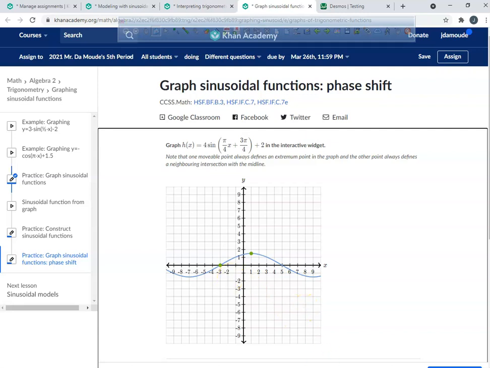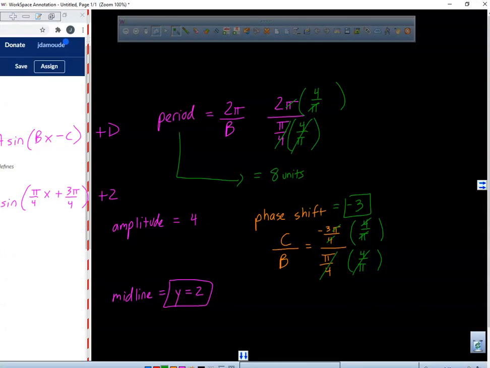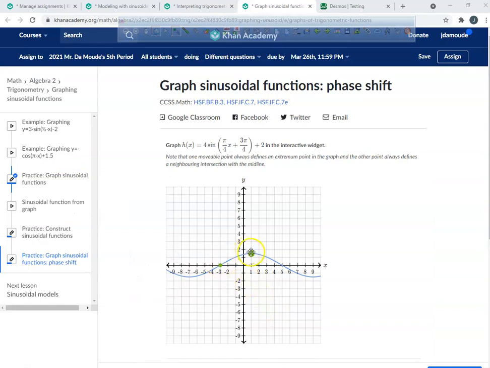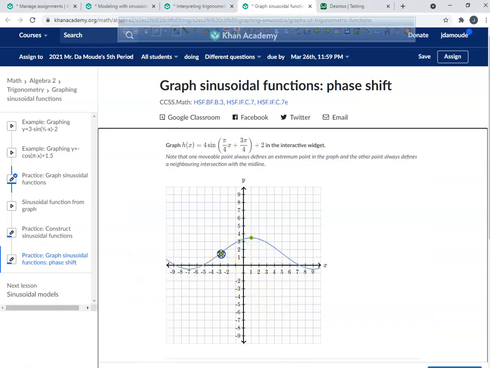Midline was at 2. All right, so we're going to move up 2. I got to move this up though. Hold on. Up 2. Okay. All right. What's our amplitude? 4, right? So this has to go up 1, 2, 3, 4, right?